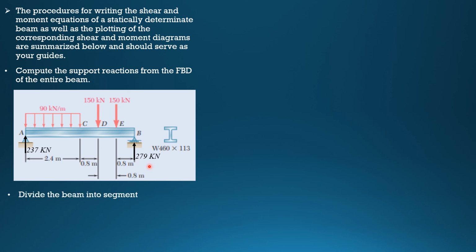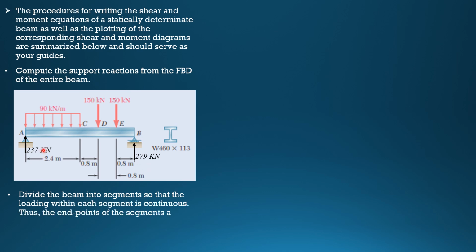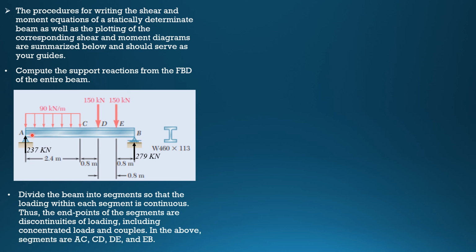So divide the beam into segments so that the loading within each segment is continuous. Thus, the endpoints of the segments are discontinuities of loadings, including concentrated loads and couples. In the above, the segments that must be considered would be segments AC, CD, DE, and EB. So there will be 4 segments because there are 4 segments with variations in loadings.